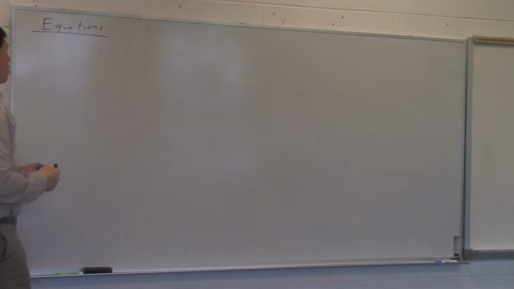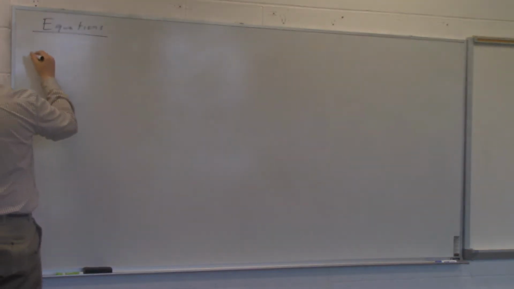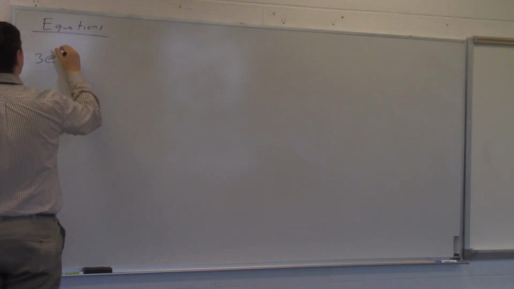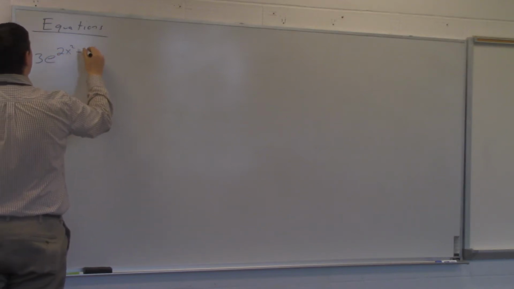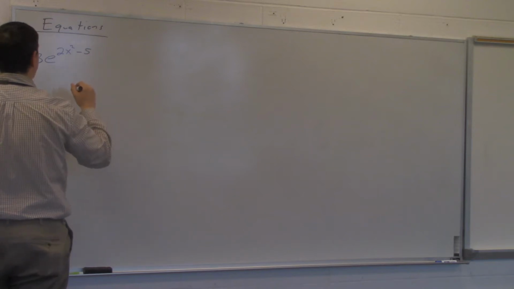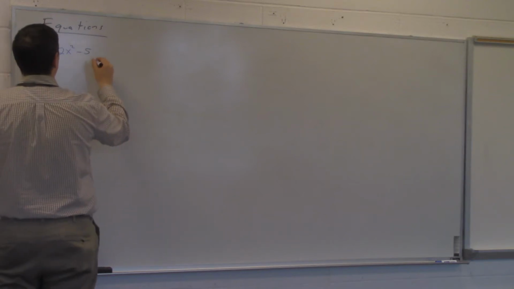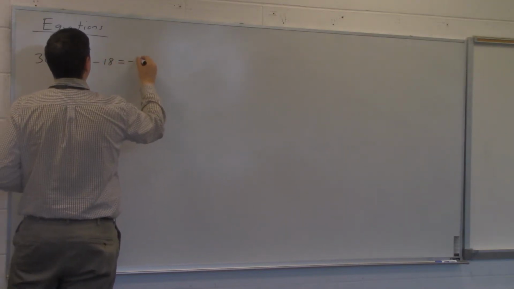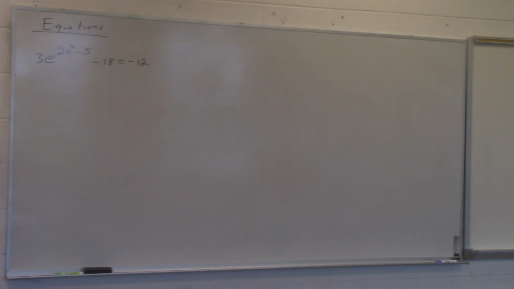This one will be even easier. It's not going to look as easy. Let's say I have something like 3e to the 2x squared minus 5, minus 18, is going to be equal to negative 12. Now, that looks a lot tougher, but it's not. Here's how I'm going to solve it. I'm going to isolate the term that contains the exponential expression.